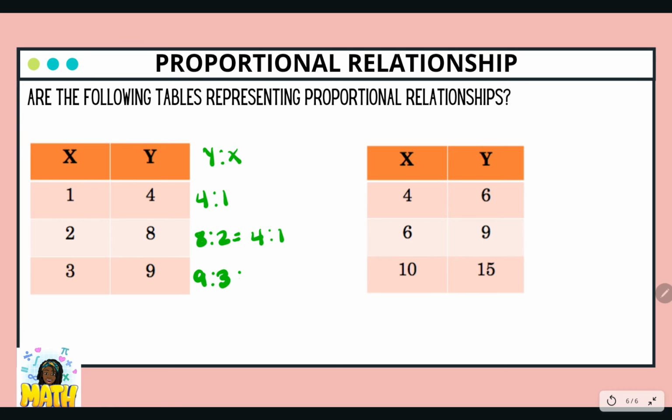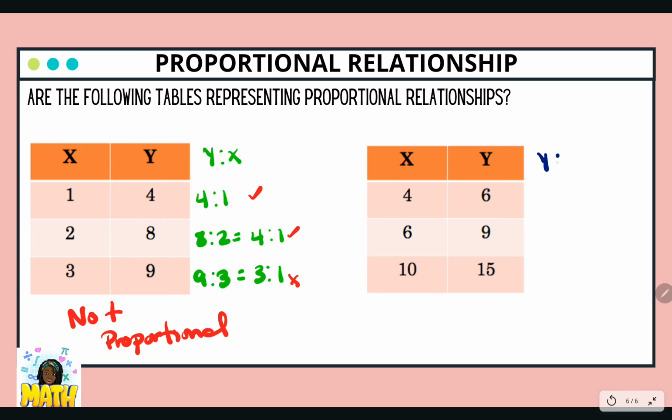9 to 3: 3 goes into itself once, 3 goes into 9 3 times, so this ratio is 3 to 1. So here we have 2 out of the 3 ratios that are equivalent, but this third one is not. Therefore, this is not proportional. Let's take a look at the next example.